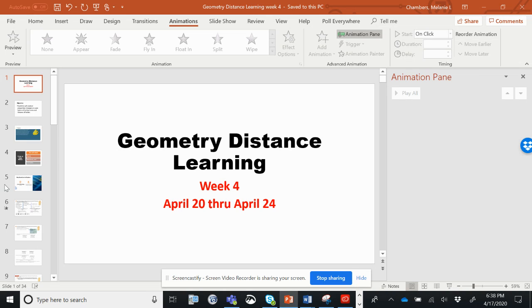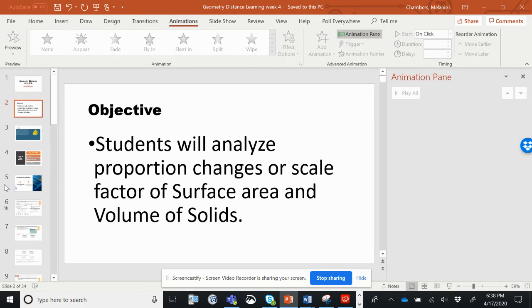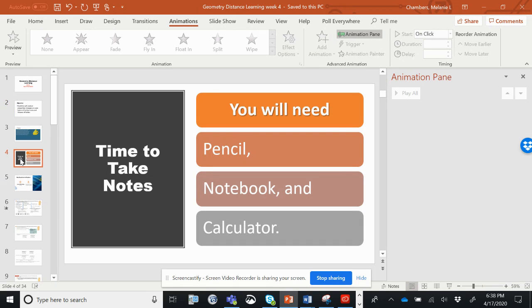Okay, students. These notes are from my class, Miss Chambers and Miss Campbell's class, for the week 4 geometry. This week, students, you will analyze proportion changes or scale factor of surface area and volume of solids. For these notes, you will need a pencil, notebook, and calculator.